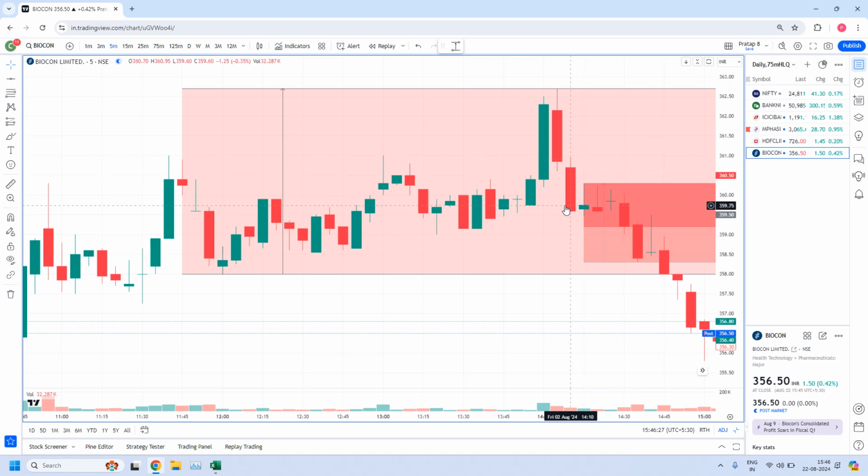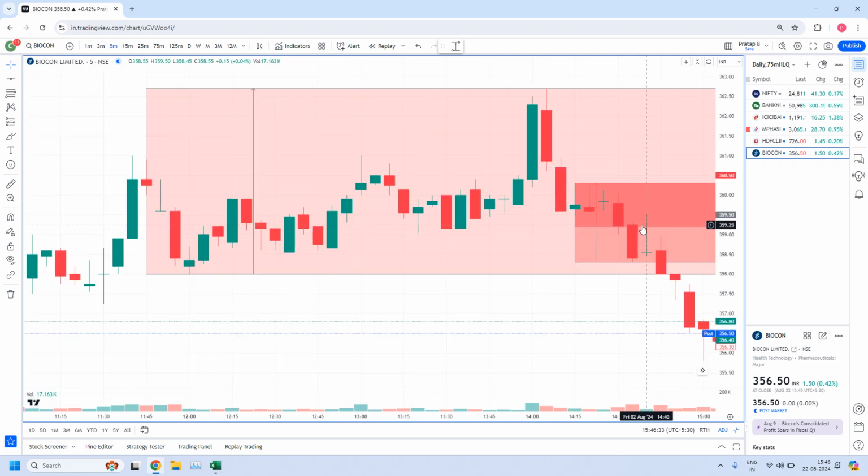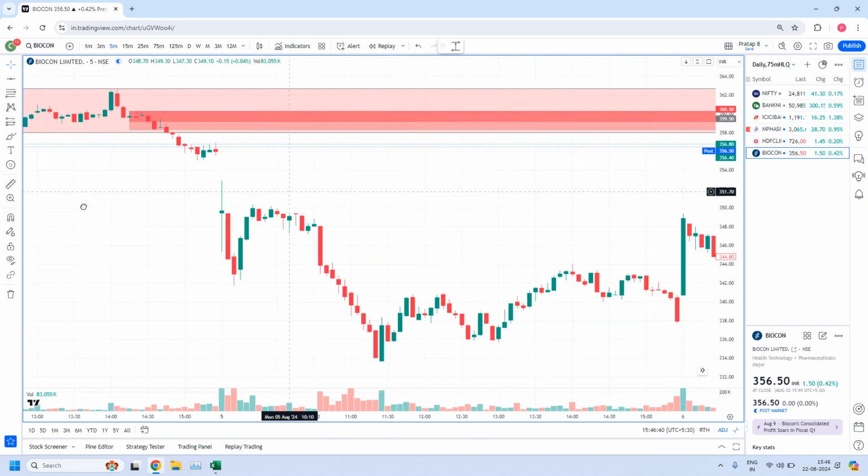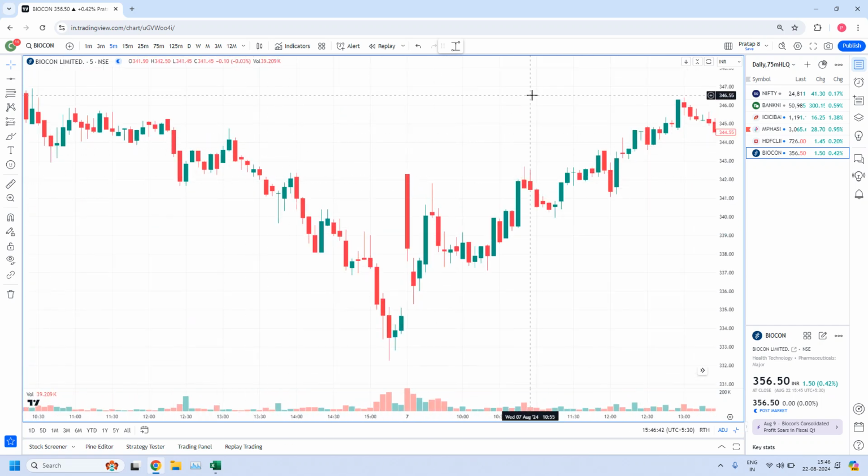So we have a drop candle, we have 1, 2, 3, 4 base candles, and again a drop candle. And see the rejection, huge rejection from this zone. That is indicating a strong order flow in this zone. That is what we experienced even today also.